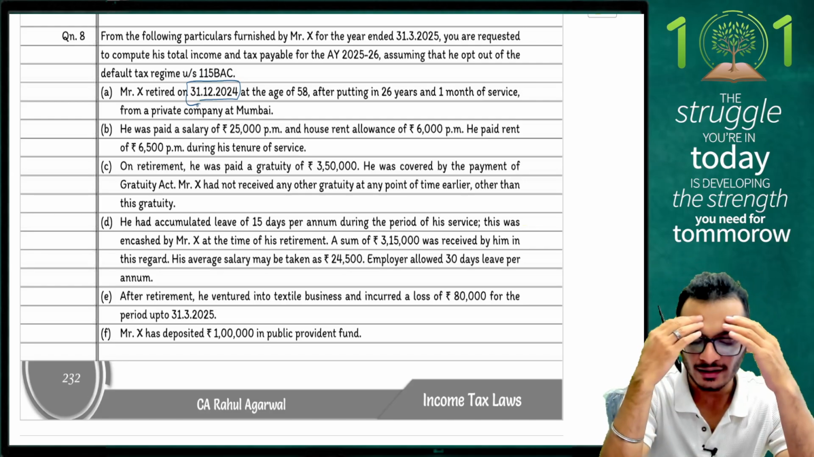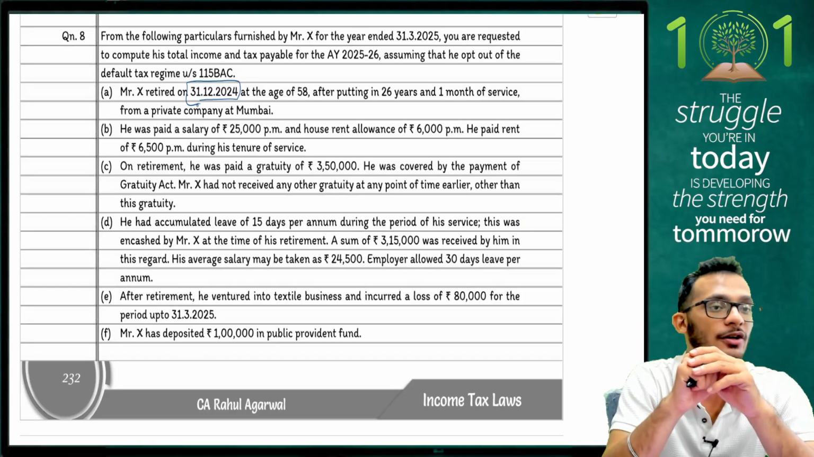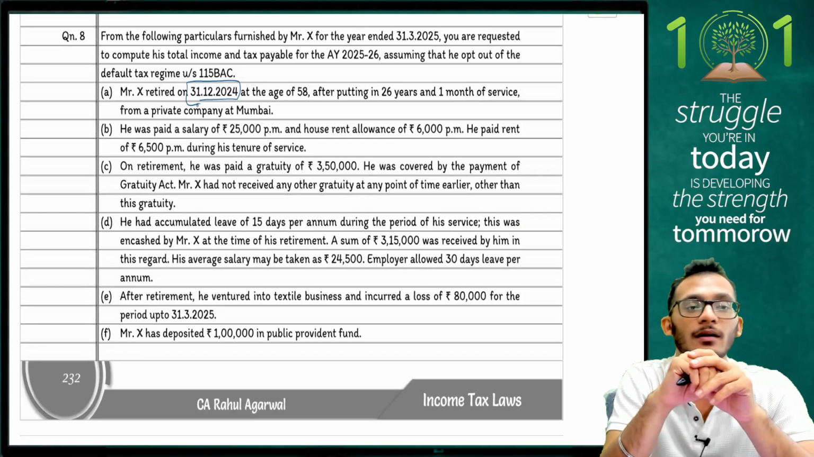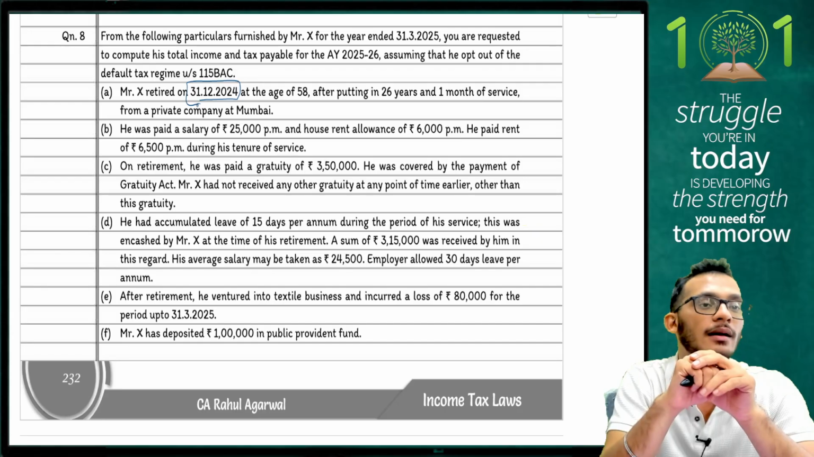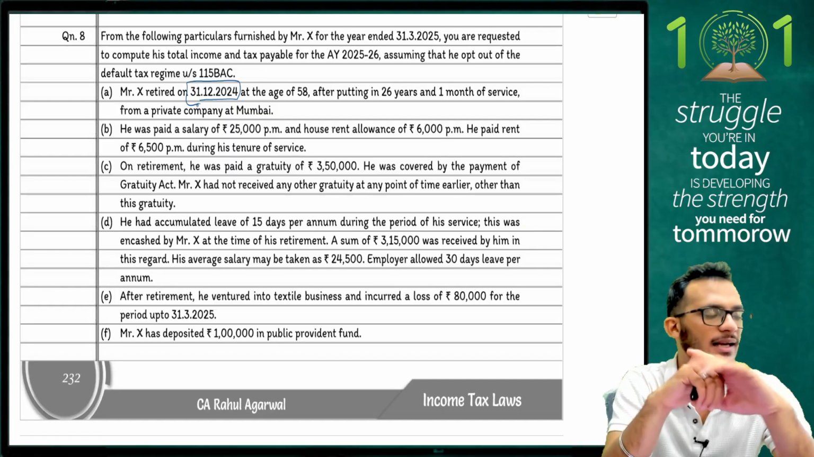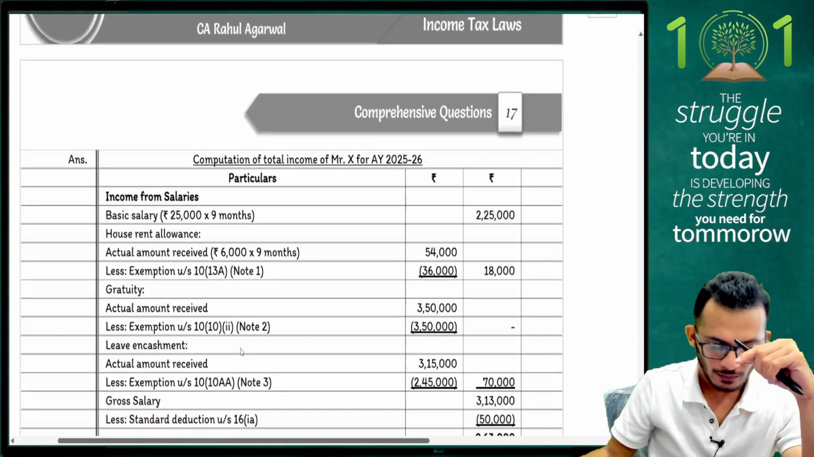After retirement, he ventured into textile business and has incurred a loss of 80,000 for the period ending 31st March 2025. This is your PGBP loss. Can you set off against salaries? No, which means this loss will be carried forward. Mr. X has deposited 1 lakh in PPF, 80C. Very good. That's all the question is.